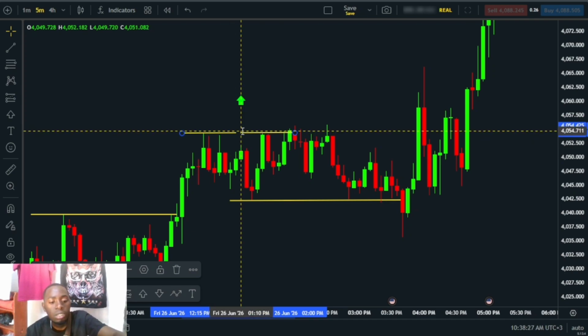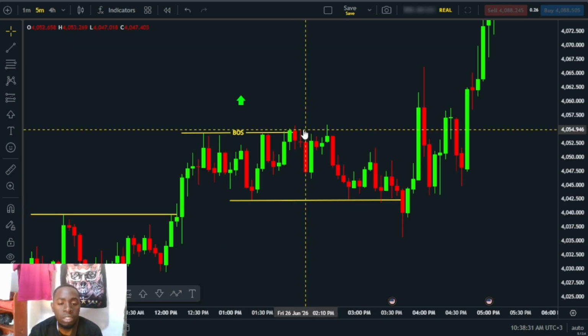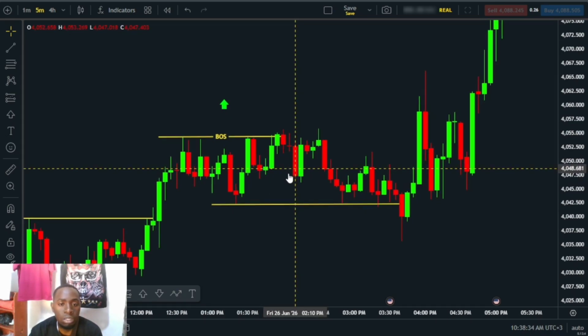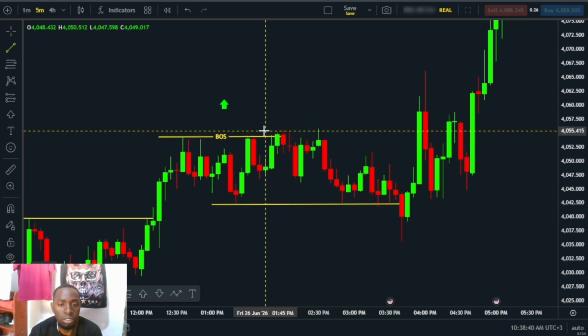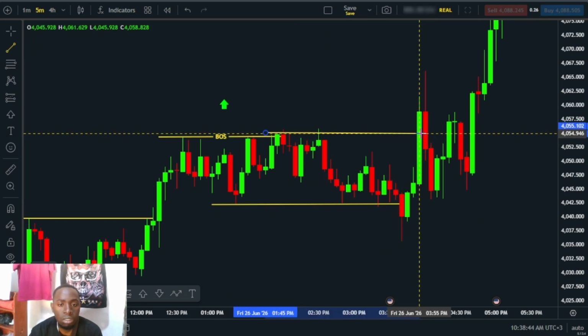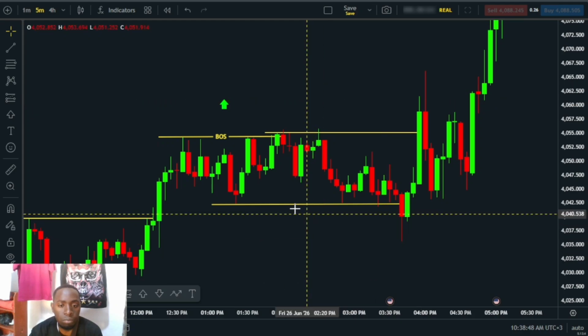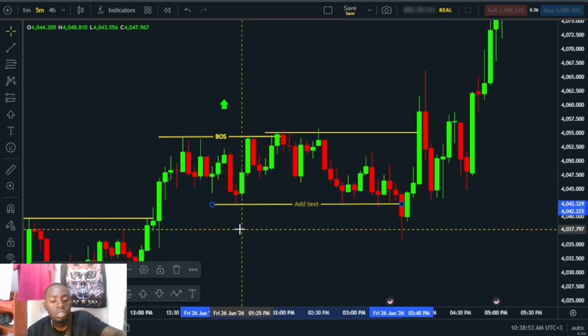I will make it capital. We have our BOS right there. The market then pulled back after creating that break of structure, then came and created this market structure shift right there. So this is our recent last high right there. Okay, so we have a market structure shift right there on the 5 minute.